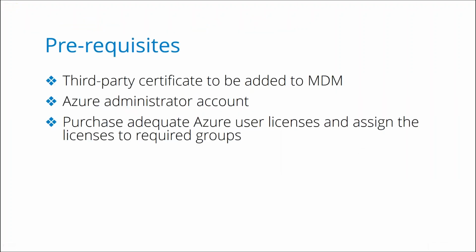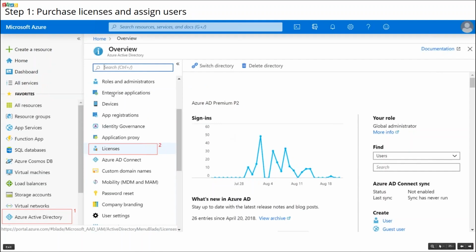And to quickly check the prerequisites: first, in case you have an on-premise MDM, you need to make sure you have a valid third-party certificate added to the portal. Next, you should have an Azure administrator account. Then you need to have a valid user license to assign the devices through this Microsoft Business Store. Let me show you how you can add the license and how you can activate the devices through Autopilot enrollment.